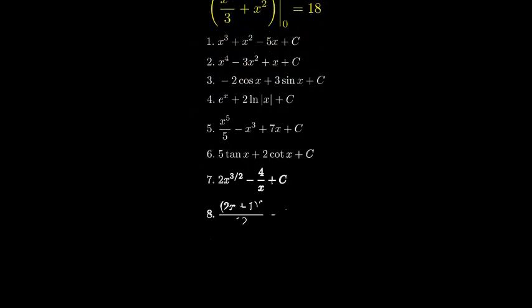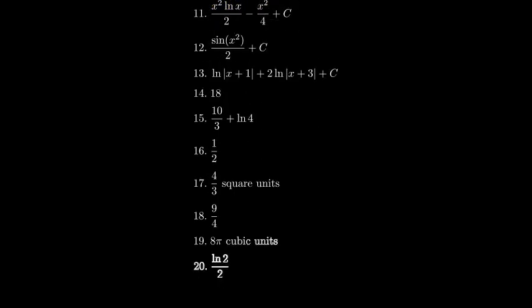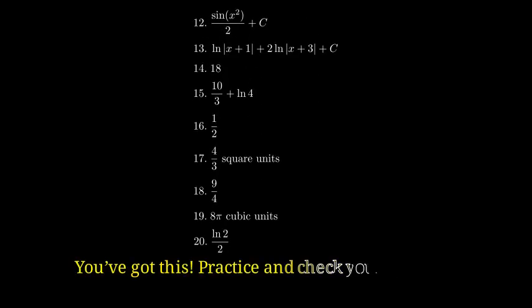Now let's show the answer key. First, answers 1 through 10. And here are answers 11 through 20. That concludes the worksheet overview. Try the remaining problems on your own, then check against the answer key.